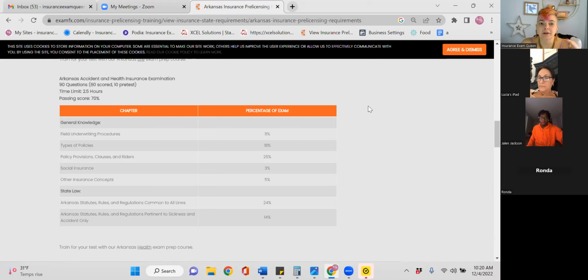So types of policies is going to be medical plans like HMO, PPO. It's going to be disability, so any of the disability insurance. And those are the three major topics that will come from that chapter. But I think they even cover long-term care in there as well. So you don't need the Medicare, but you will need the long-term care.